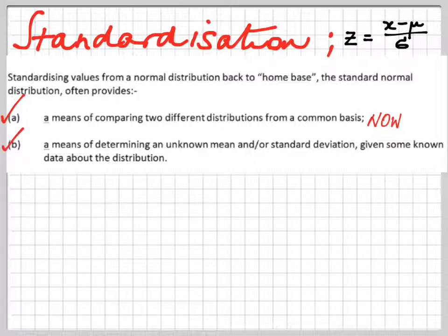And secondly, it allows you to have a means of often determining an unknown mean and or standard deviation for a single distribution given some known data about the distribution which doesn't include the mean and or the standard deviation. It allows you to work it out, and we're going to do that in a later video. That's a little bit advanced, but we'll do the now one now.